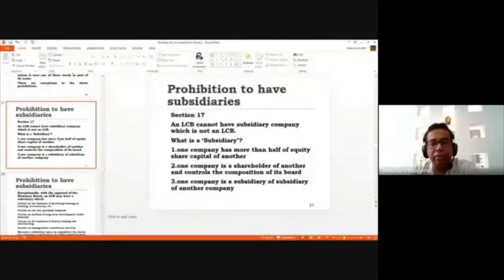Section 17 of the Banking Act refers to the nature of the subsidiary companies a licensed commercial bank may have.